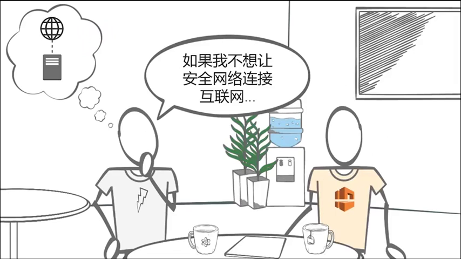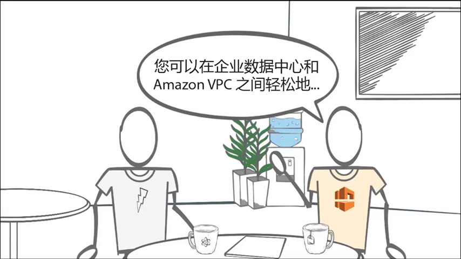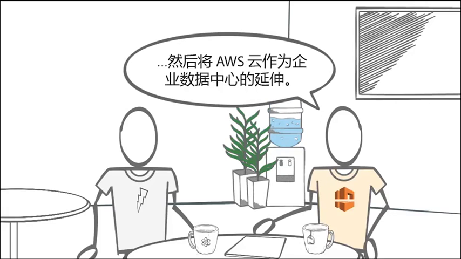What if I don't want to connect my secure network to the Internet and want to restrict access to it only from within our corporate infrastructure? You can easily create a hardware virtual private network, VPN connection, between your corporate data center and your Amazon VPC, and then leverage the AWS cloud as an extension of your corporate data center.